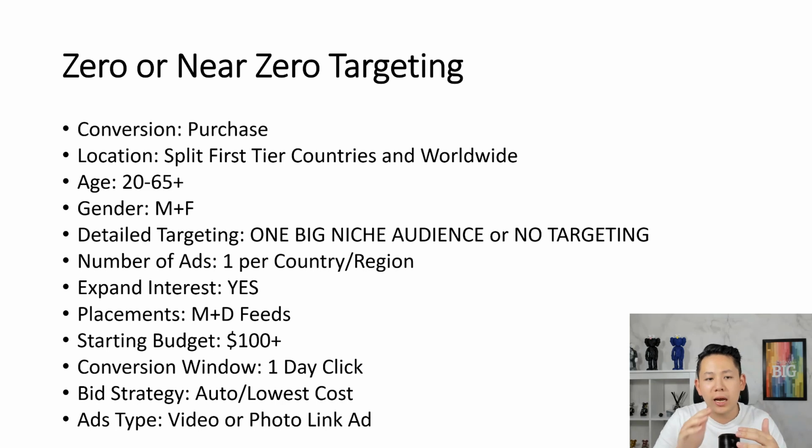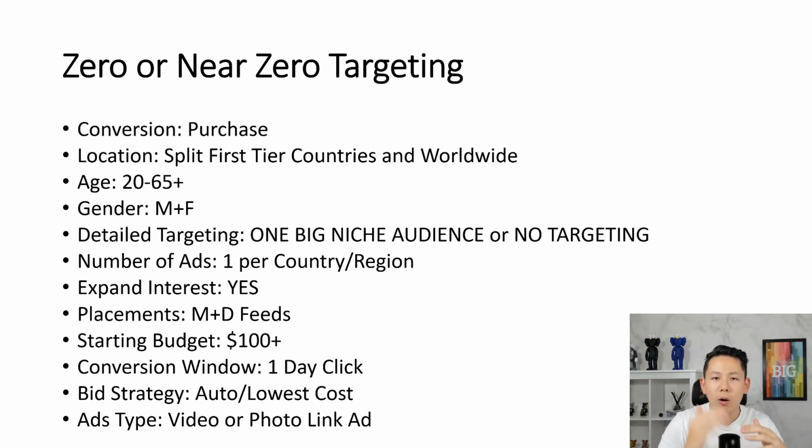Basically everything else is the same, so conversion will always be purchase. This time around, we will split by the first tier countries and worldwide. The age this time, however, we'll always go for 20 to 65 plus. We're trying to encompass as many people in the entire world as possible, so instead of just 60, make sure this time around you go for the 65 plus, to get as many people as possible to see your ad.